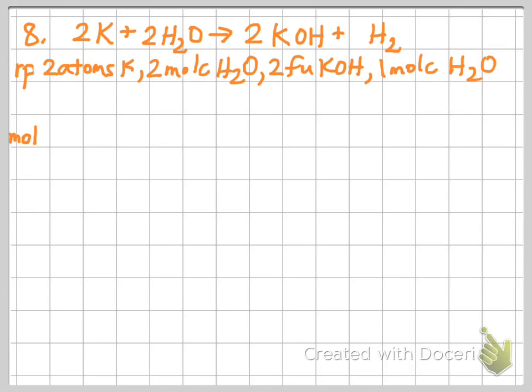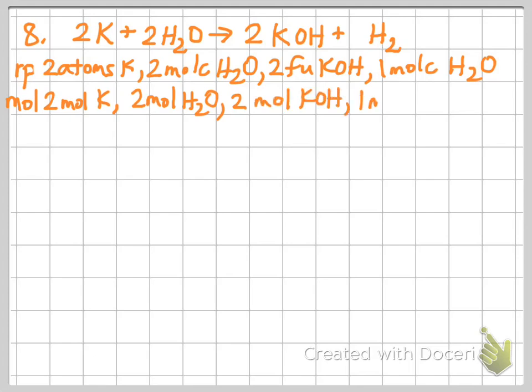Okay, so to interpret this in terms of moles, remember, again, our coefficients tell us relative numbers. So we have 2 moles of potassium, 2 moles of water, 2 moles of potassium hydroxide, and 1 mole of hydrogen using those coefficients. The last part of this asked us to interpret this in terms of masses. Remember, that requires math.